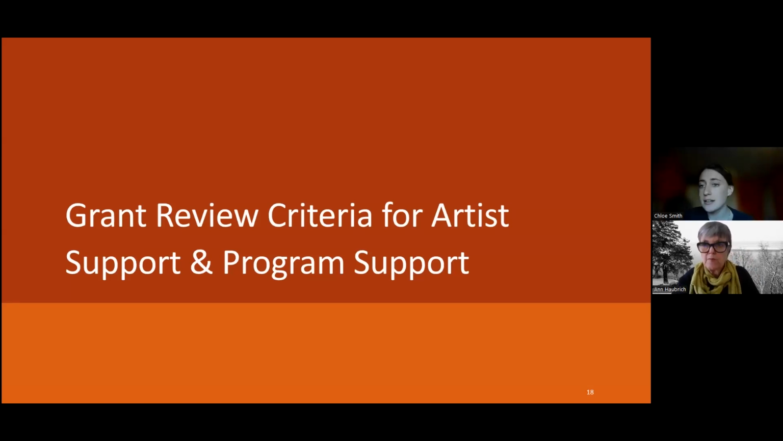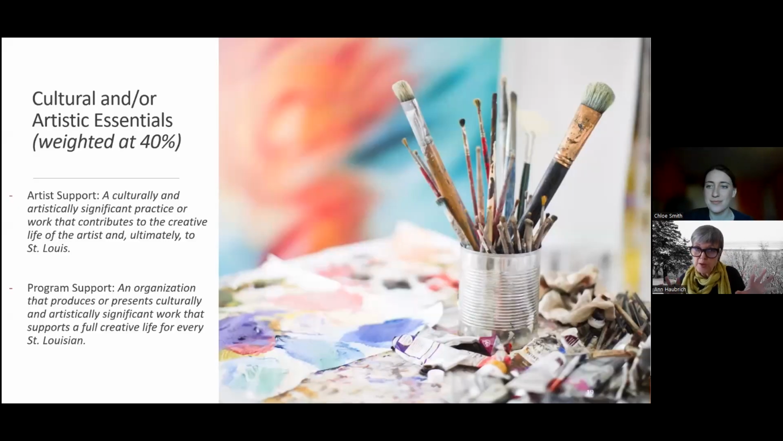And now we'll go over the grant review criteria for the artist support and program support. They're pretty much the same for both program support and artist support because we wanted to make it simple and meaningful. So the first criteria, which is weighted the heaviest, is at 40%. You can read more about this in our grants guidelines, which you can find on the RAC website. So that is cultural and or artistic essentials, weighted at 40%.